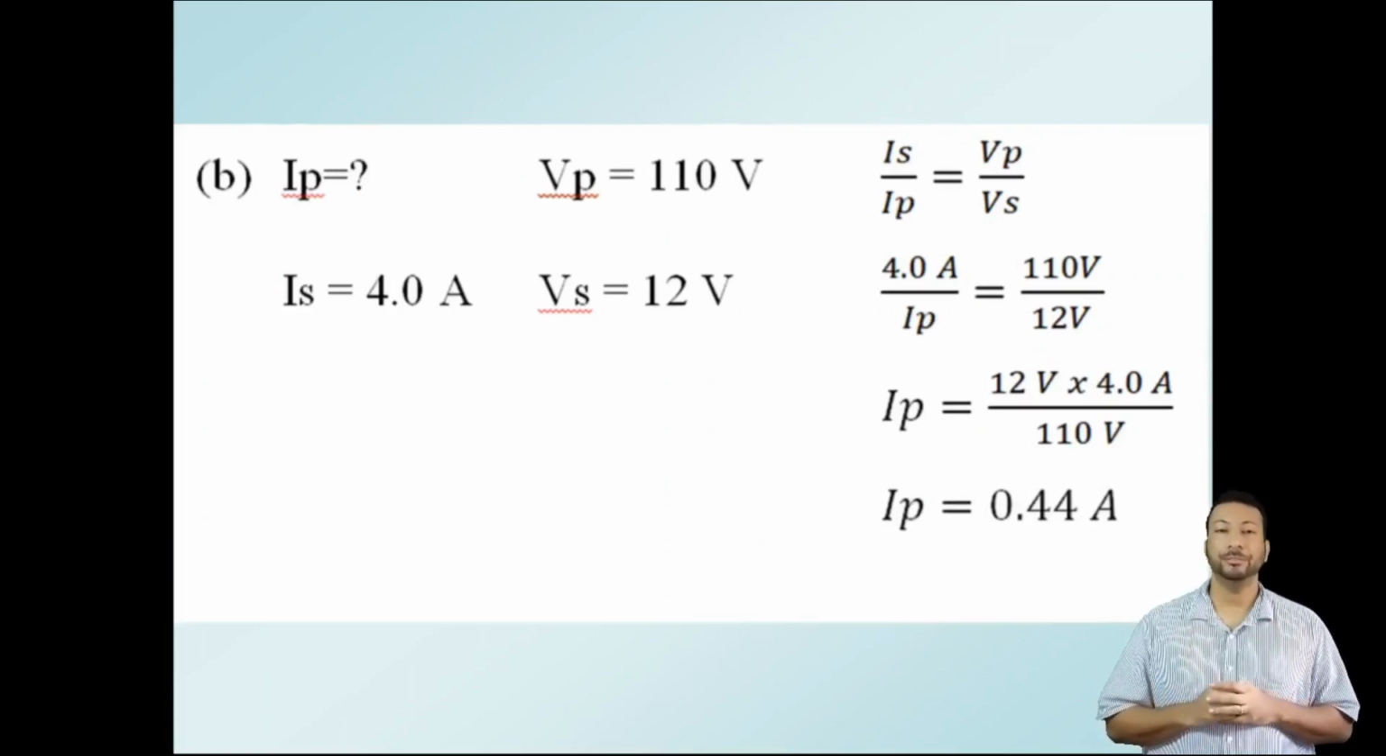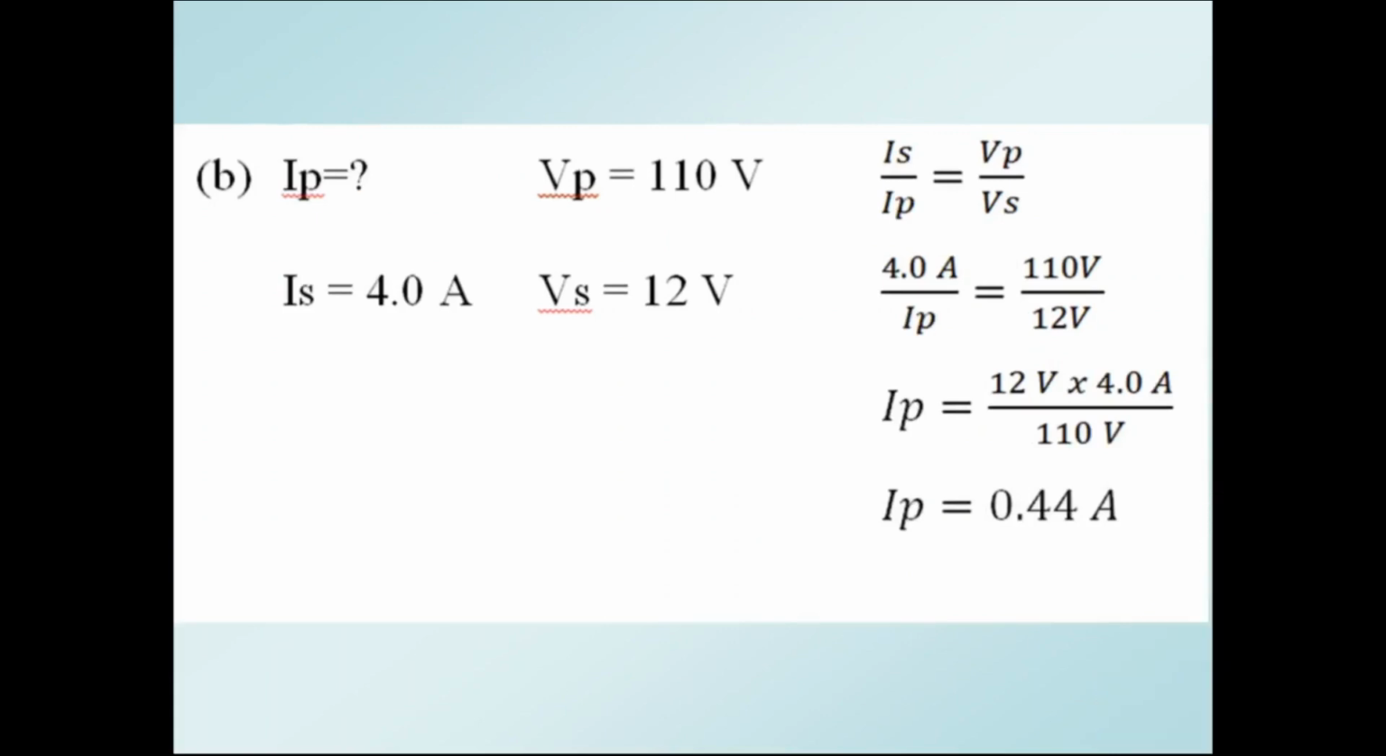We know the secondary current is 4 amperes. The primary voltage and the secondary voltage are the same as before. But our formula now, remember, the current and the voltage are inversely proportional to each other. So IS corresponds to VP and then IP corresponds to VS. So when we substitute our values, we will end up multiplying 12 volts times 4 amperes and divide that by 110 volts, which will work out to 0.44 amperes. It is actually 0.436, but rounded off to 2 decimal places, 0.44 amperes.